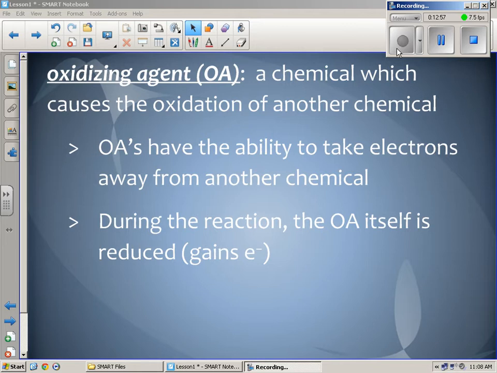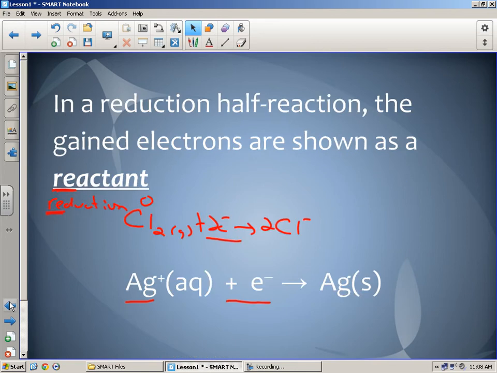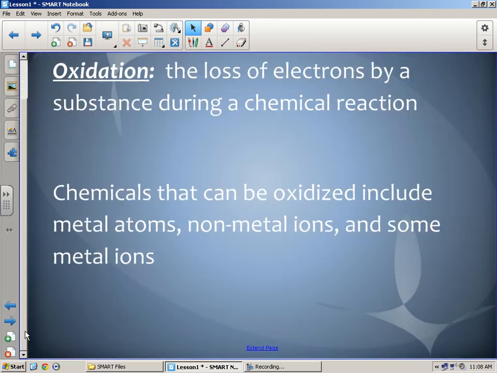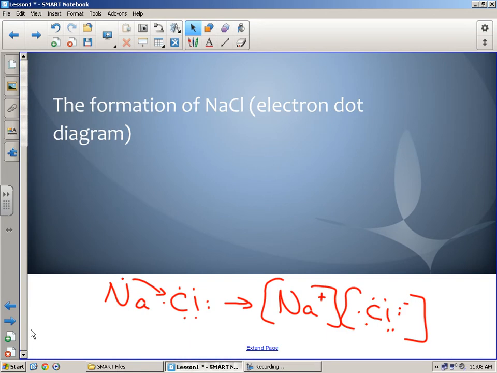So let's go back to look at a few of these. I'll come back to that slide in a second. Let's even go back all the way to this one right here. Okay? Which one is the OA in sodium chloride?